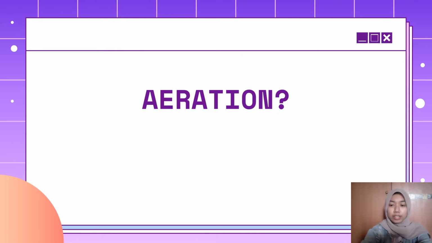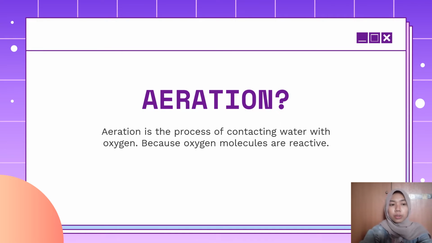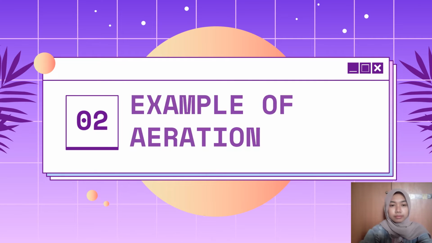Okay, on this slide, we are going to talk about what aeration is. Aeration is the process of contacting water with oxygen because oxygen molecules are reactive. And do you know that oxygen is included in the sixth period of the periodic table? Okay, next, examples of aeration.